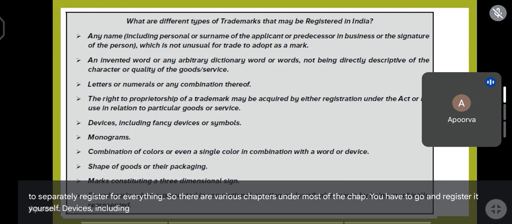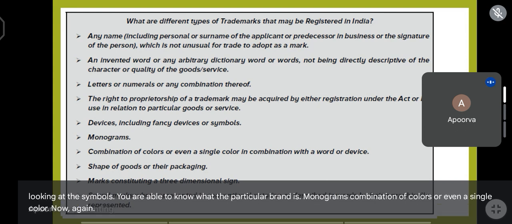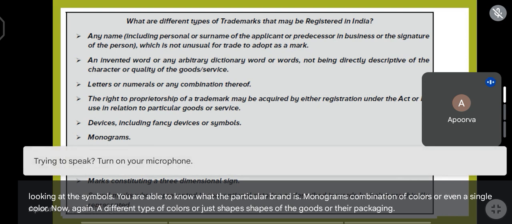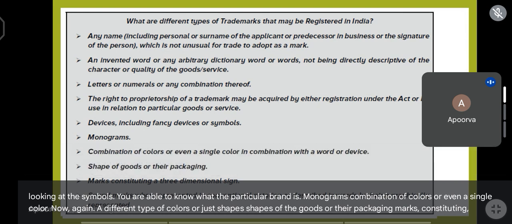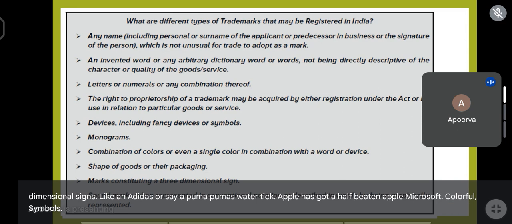Then devices, including fancy devices or symbols. Sometimes you see very fancy symbols, and looking at just the symbol you are able to know what the particular brand is. Monograms, a combination of colors or even a single color, or the shapes of the goods or their packaging, marks constituting a three-dimensional sign. Like Adidas, or Puma's got a tick, Apple has got a half-bitten apple, Microsoft has colorful symbols. Then you have IBM, you have Infosys.